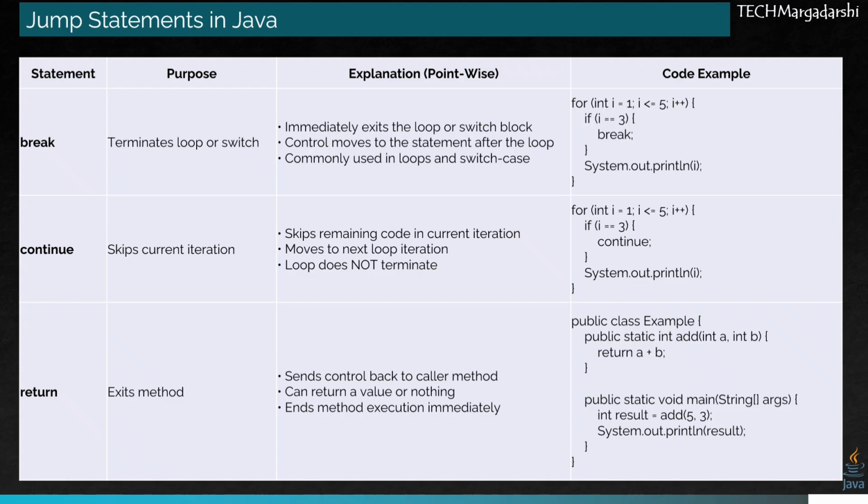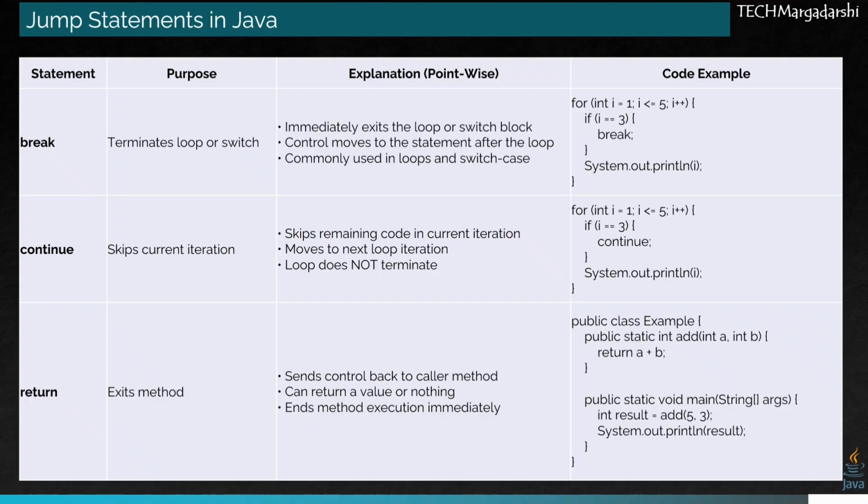Now, here is the last topic, jump statements in Java. Now, let's understand jump statements in Java, which are used to change the normal flow of program execution. The first jump statement is break. The break statement is used to immediately terminate a loop or a switch block. When Java encounters break, control exits the loop completely and moves to the next statement after the loop.